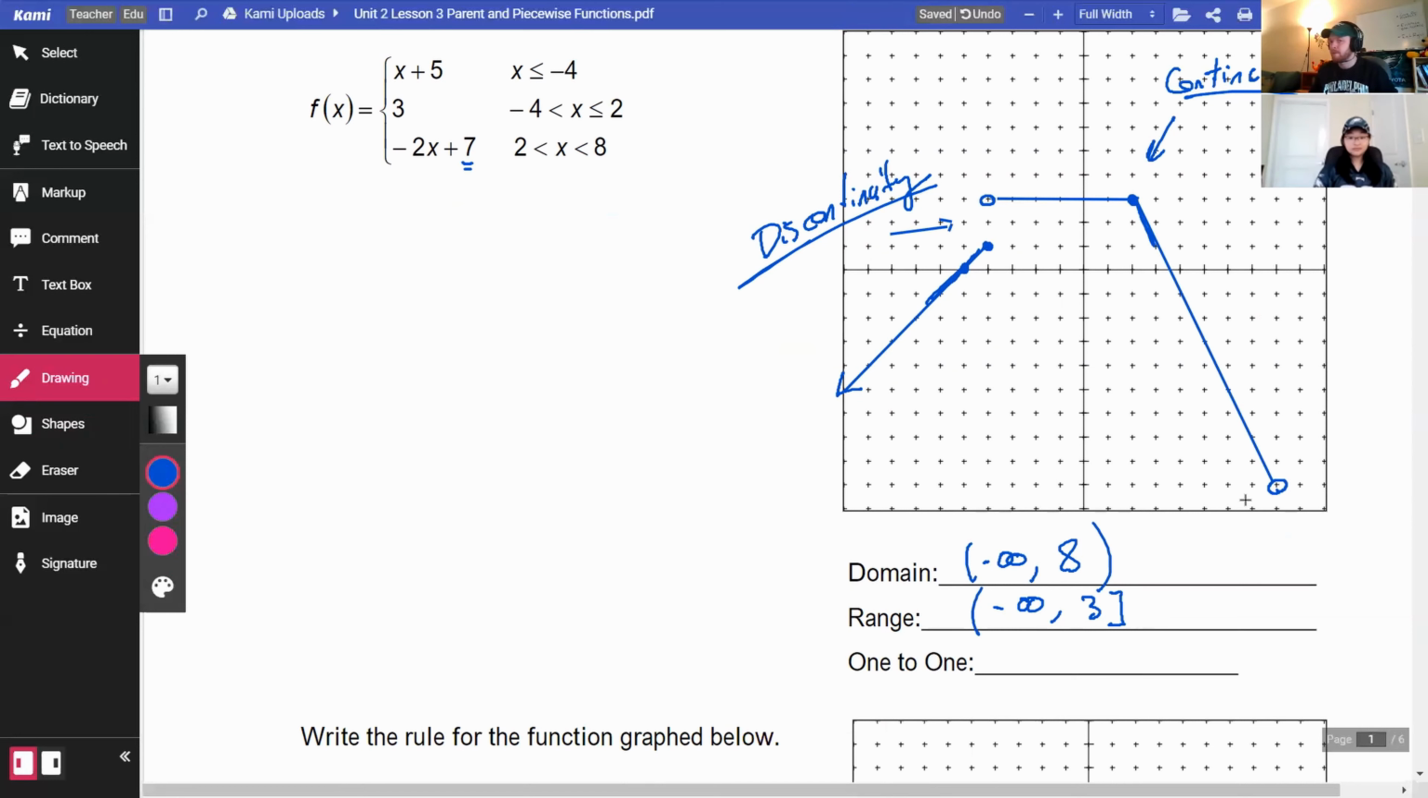No, it fails the horizontal line test. All right, the vertical line test is for functions, horizontal for 1-to-1 functions. Especially because we have a horizontal line as part of our piecewise function.